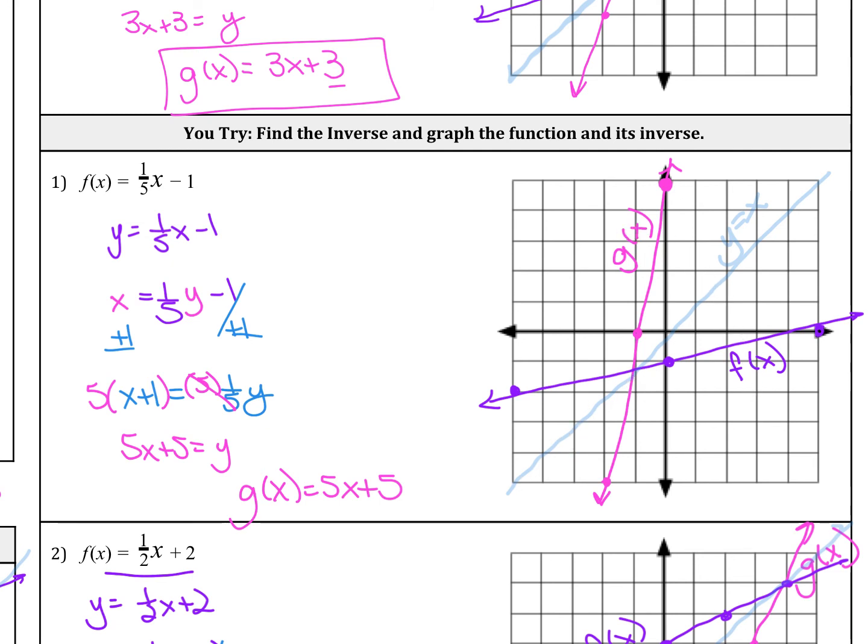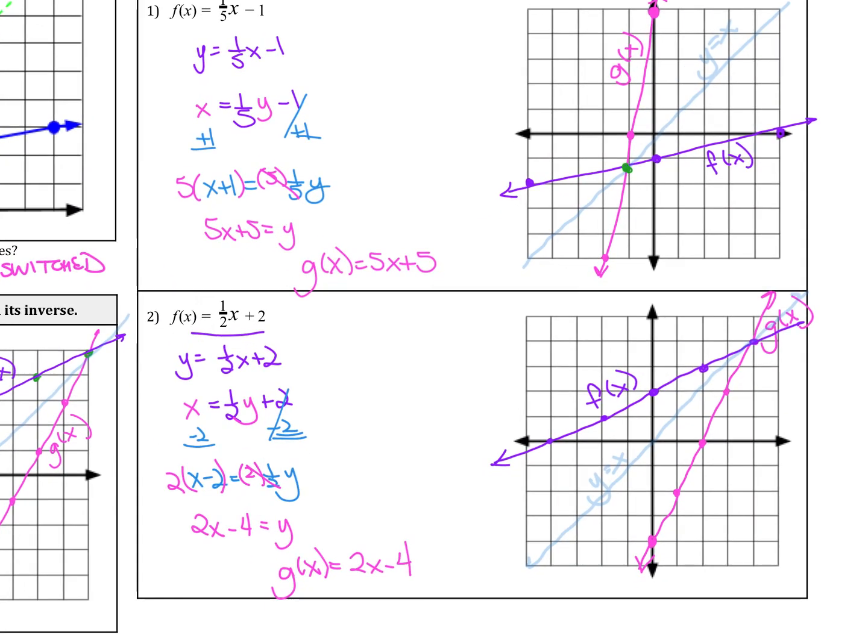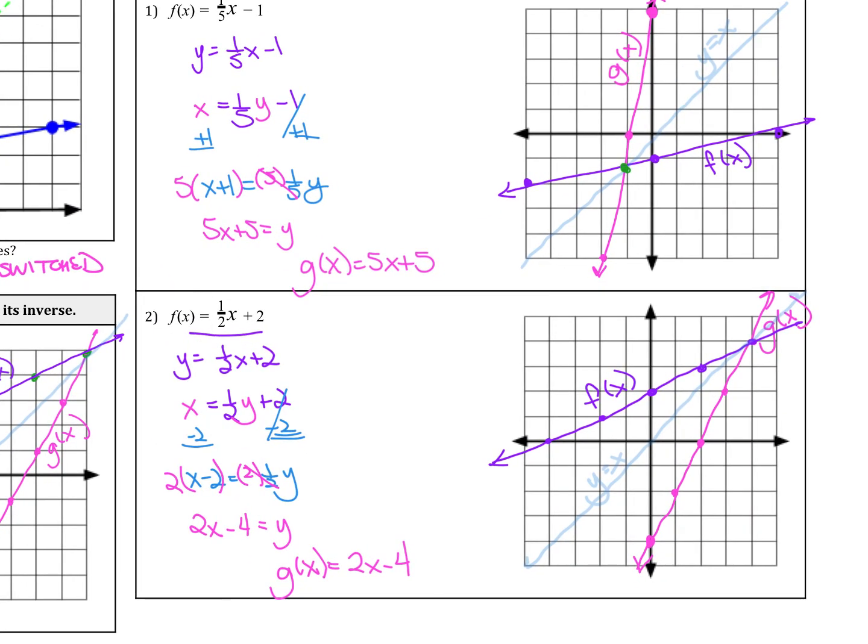And so they definitely intersect at that line of reflection here. It's not always on a grid line, right? They still hit, and that's perfect. They all converge at that line or meet at that line. Number 2, you should have gotten g of x equals 2x minus 4. And here is the graph as well.